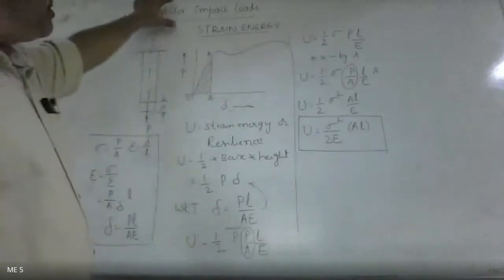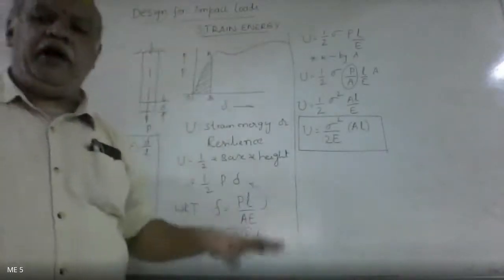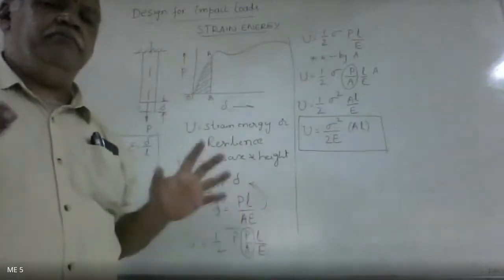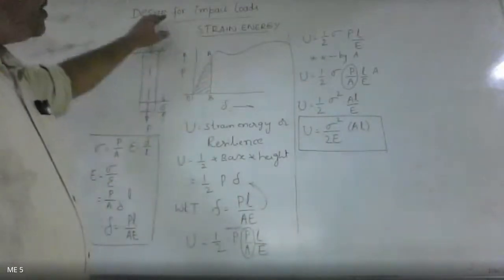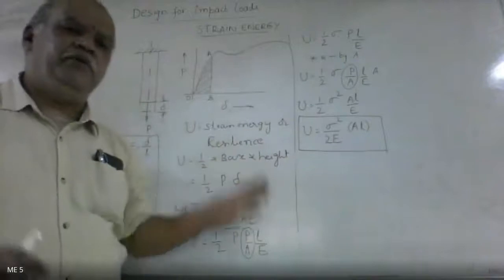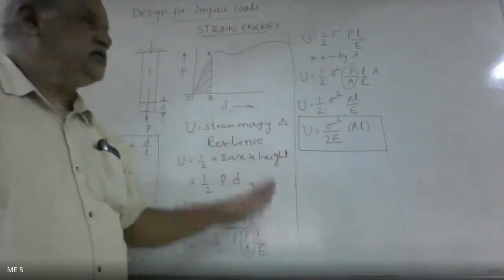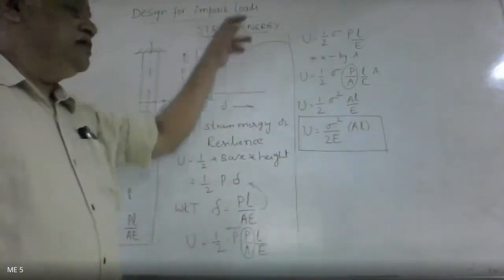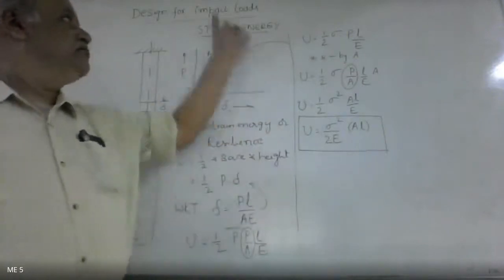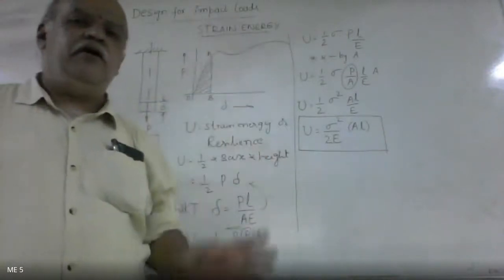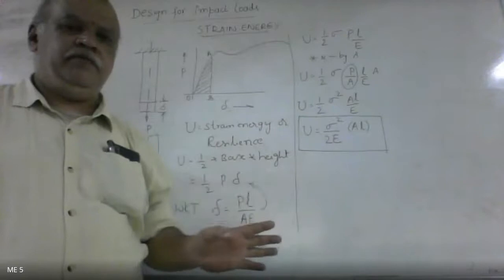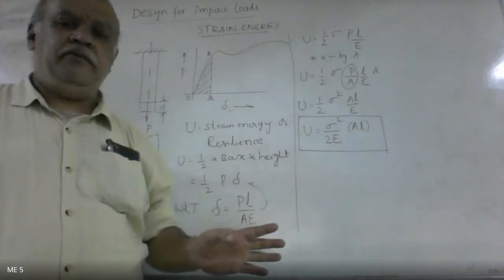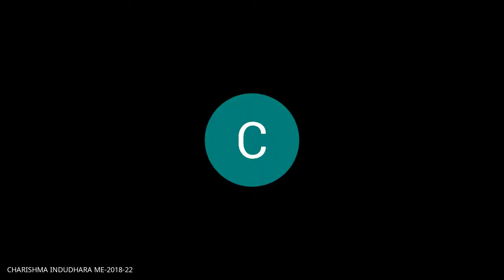What are impact loads? They are the suddenly applied loads, called impulsive loads, or when the load is applied at an appreciable velocity, we call such loads as impact loads. Stress induced because of such impact is called impact stress. Fine? Are you okay? Are you there? Yes, sir.